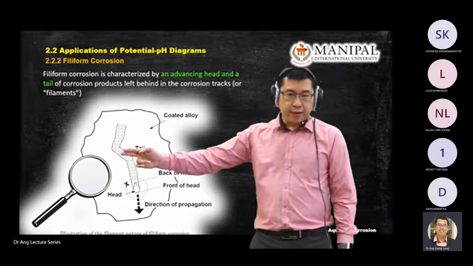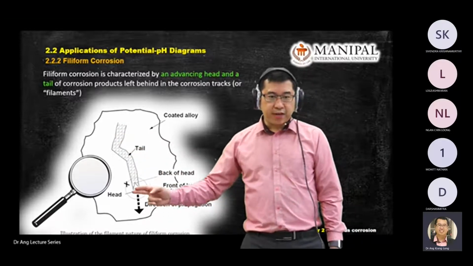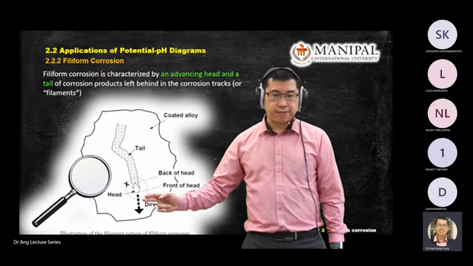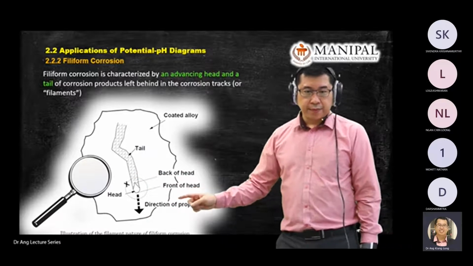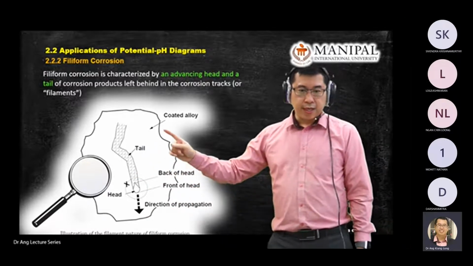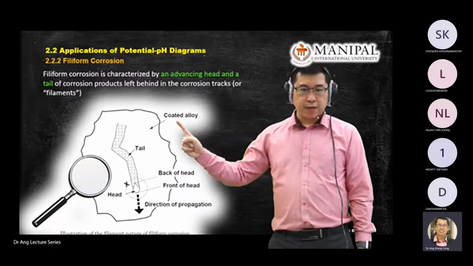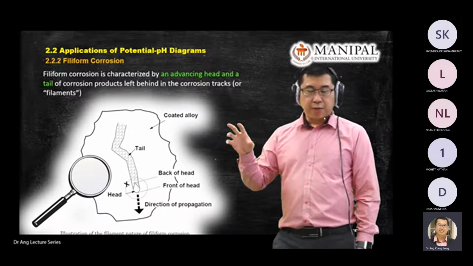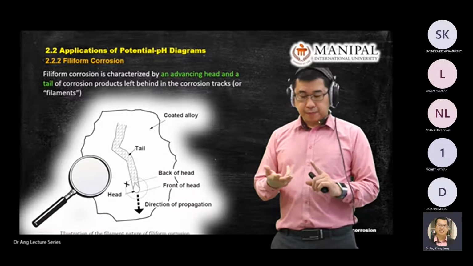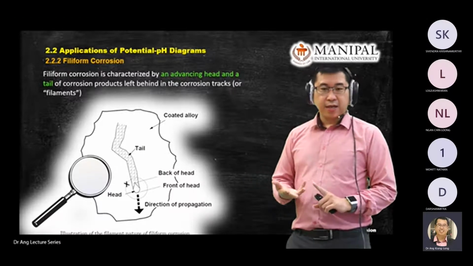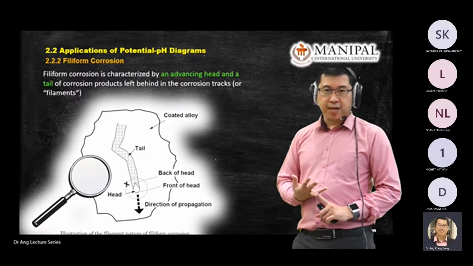And Filiform has a direction. The head will lead the direction of the corrosion. Another keyword here is coated alloy or coated metals. Remember, for Filiform there are some keywords: worm-like form, coating, localized. These are the things.